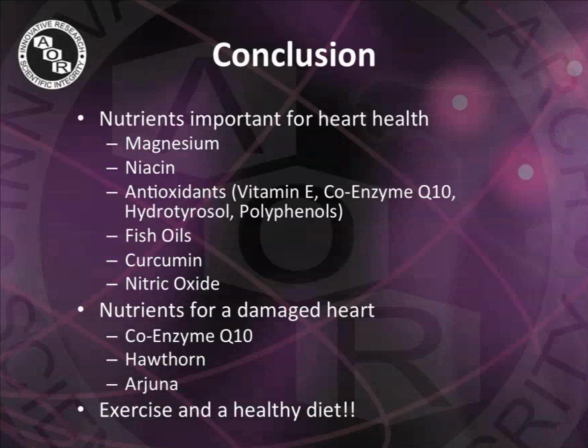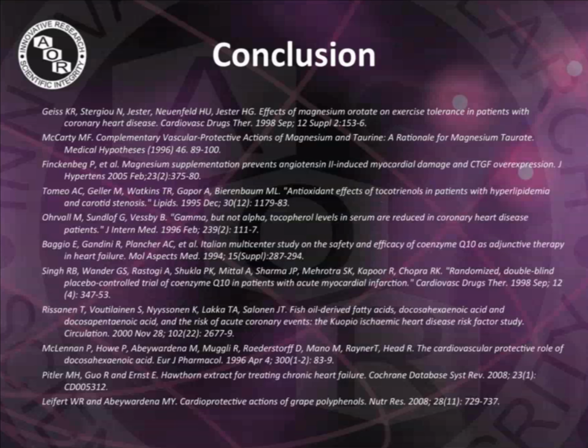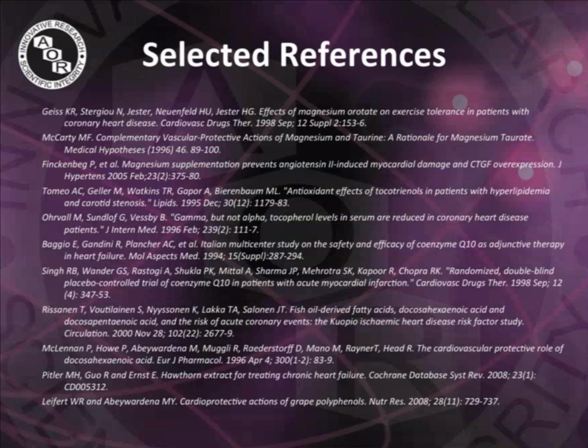So in conclusion, some nutrients here that are important for the overall health of your heart. Very important: vitamin E, magnesium, especially if you're looking at diets, niacin, fish oils, curcumin, adequate levels of nitric oxide. And then when we look at nutrients that are good for a damaged heart, or someone who had a heart attack or has heart failure, we want to look at CoQ10, Hawthorn, Arjuna, and also can't forget regular exercise and a healthy diet. So here's some selected references.